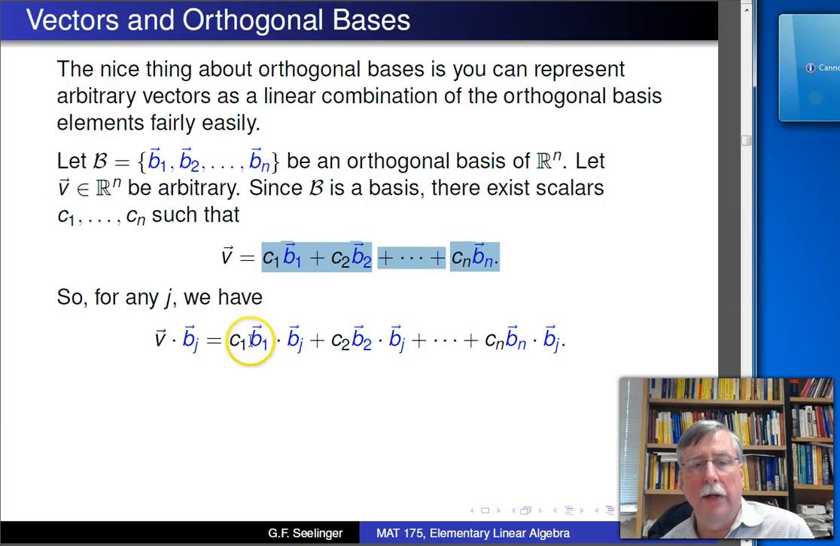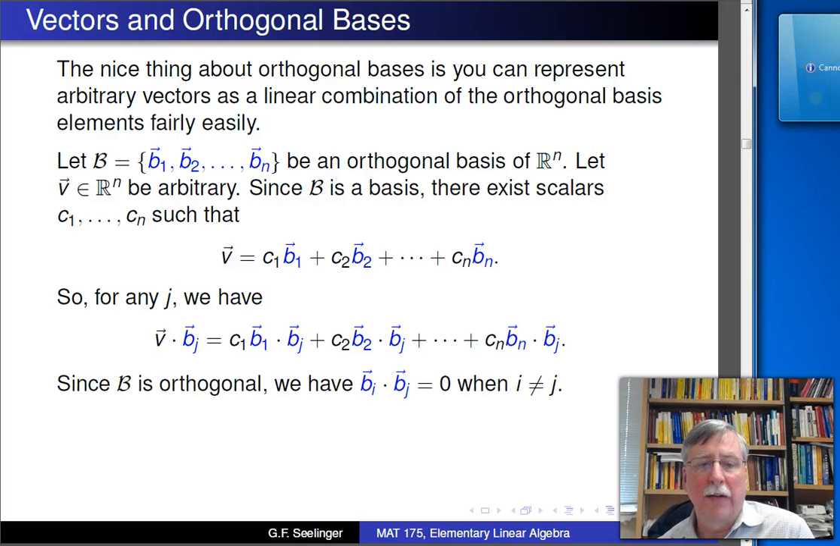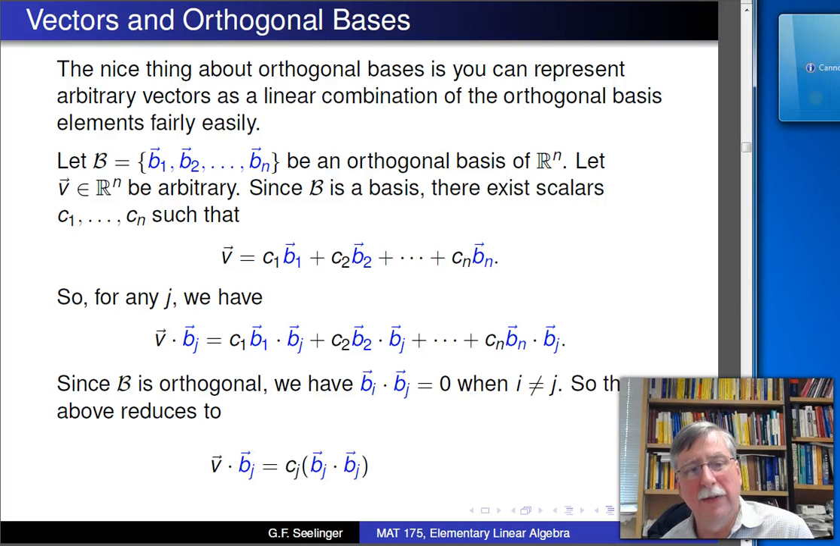And what do I get? I get actually n different dot products. But the thing is, almost all these dot products are zero, except for maybe somewhere in the middle here where I get Bj dot Bj. And so all of that just reduces to V dot Bj equals Cj Bj dot Bj.